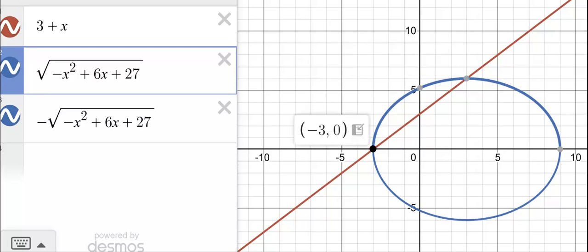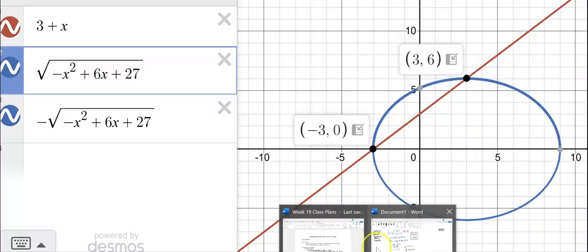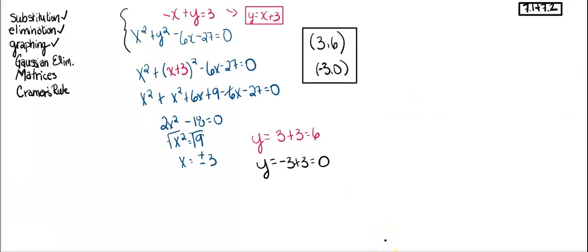All right, so there at negative 3, 0 and 3, 6. Those are my two solutions to that system of equations. Those are the graphical solutions, but we found it also using the substitution method. It's a lot easier to use substitution when you're graphing this one than elimination because of the variables, or because of the exponents.